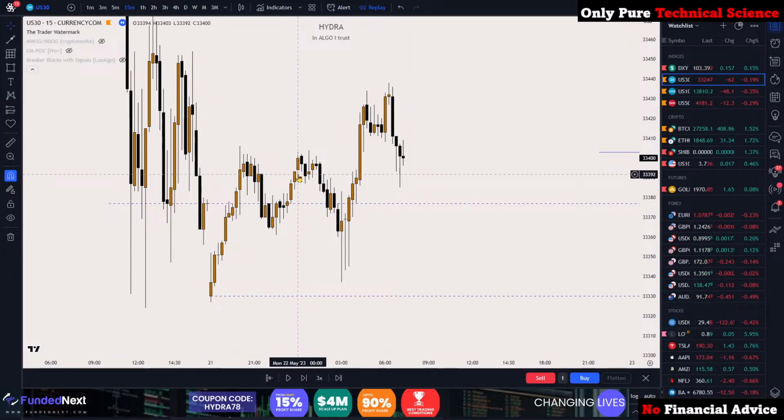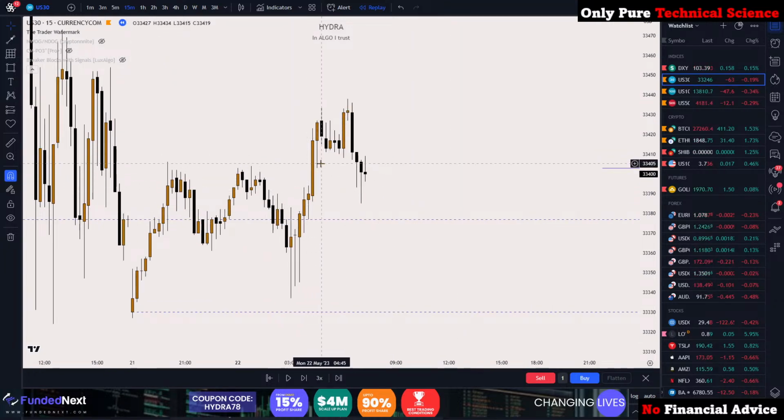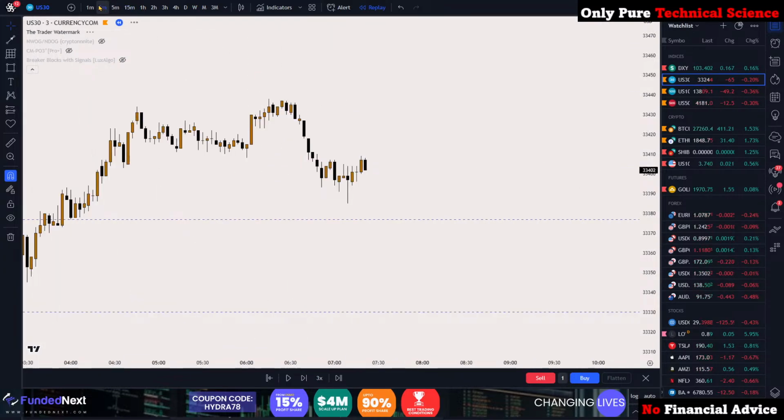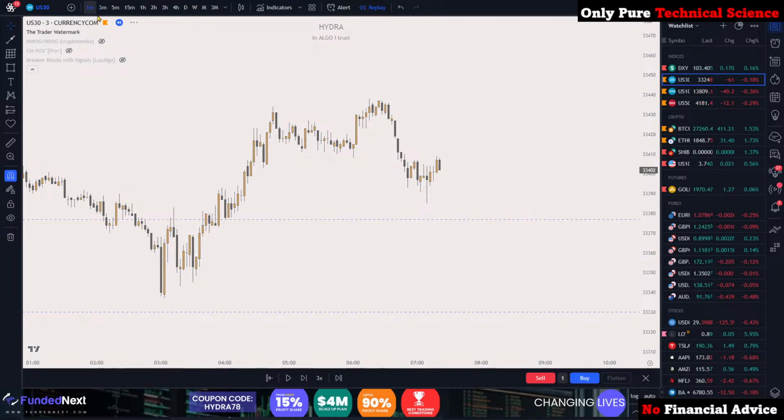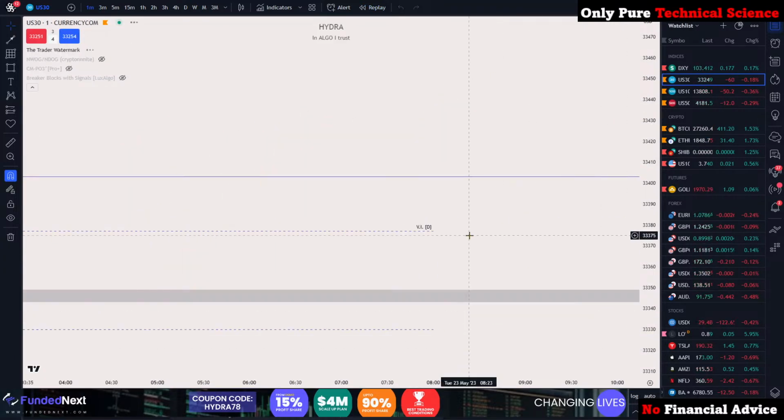So the execution was made based on the higher time frame breaker block. And do you see a fair value gap here inside this breaker block? Yeah, so that makes that breaker block a unicorn. So what I did, I dropped down to the 1 minute time frame. I'll get out of the replay mode so you can see my execution.